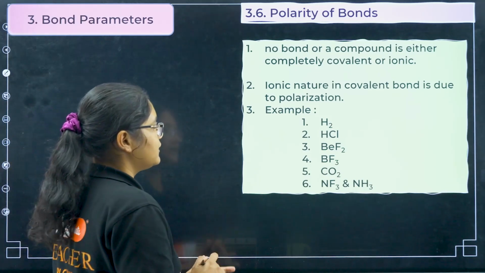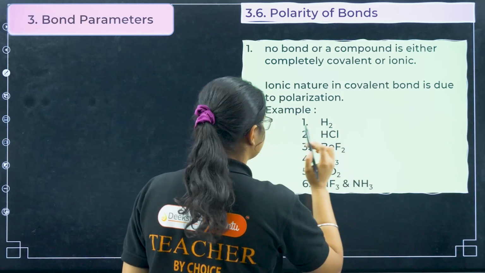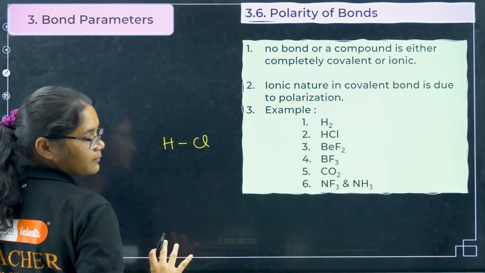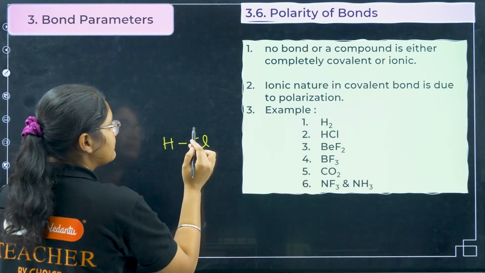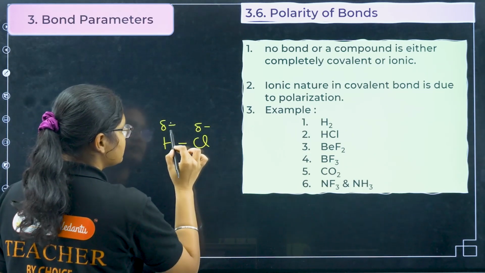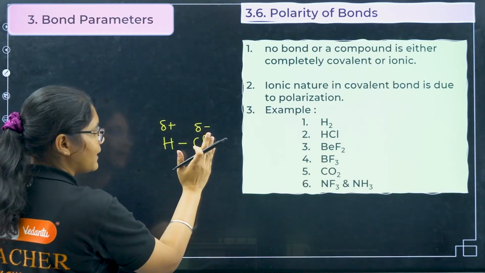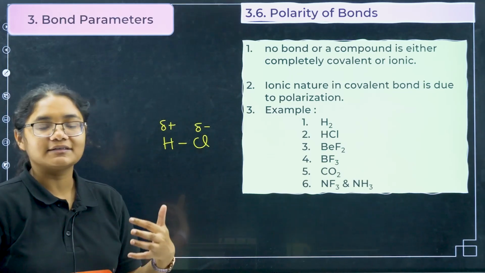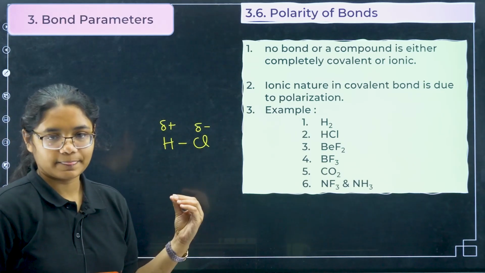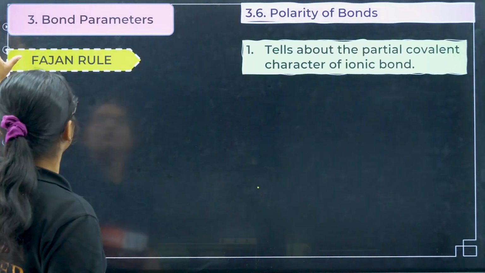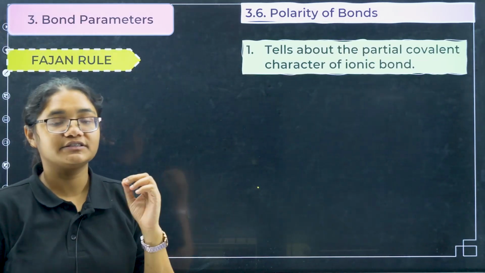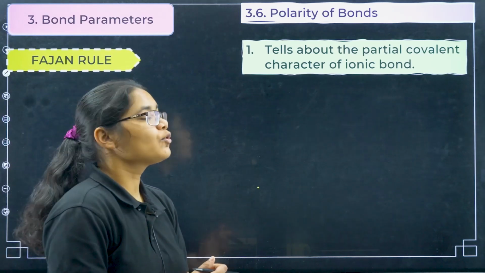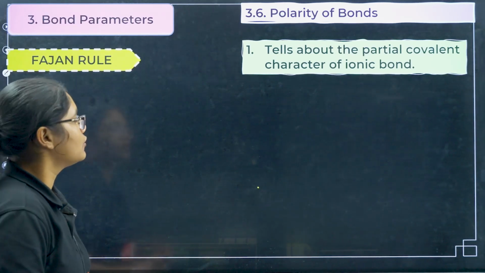Now you can see here, if you see HCl, okay, so we think that this is a covalent bond, sharing of electrons takes place, but your chlorine is more electronegative, so a small charge is developed, minus and plus, and that is why we can say that it has some ionic nature as well. Okay, now we have something called Fajan's rule, which tells you about the partial covalent character.